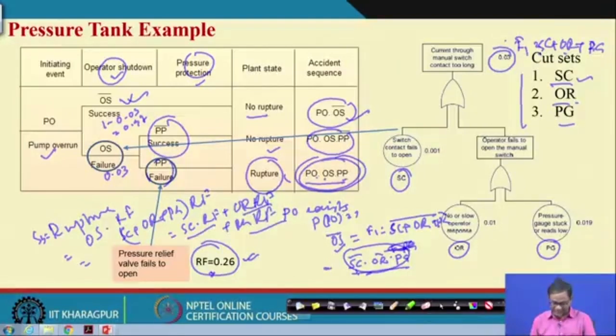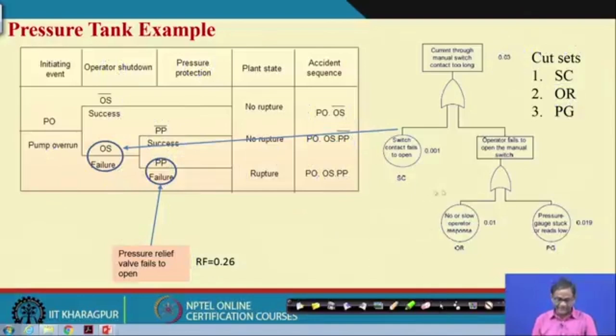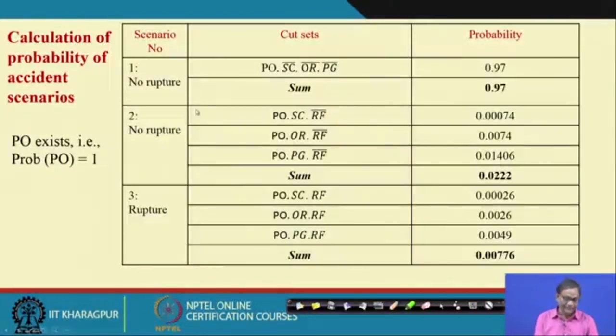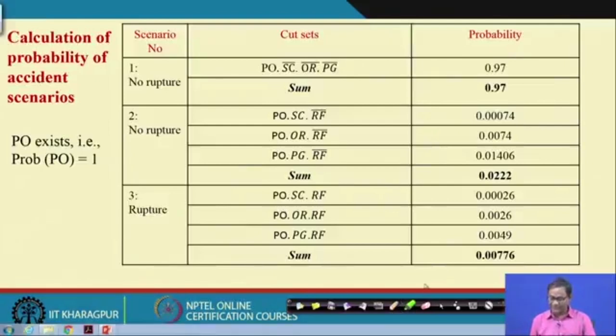So that is what we have discussed in the next slide. For the different scenarios, these are the cut sets. And as PO, we are considering it is 1, given the probability already given in the last slide. So you are getting the probability for the first scenario, no rupture, probability is this. Second case, there are three different cut sets, so ultimately you are getting three probabilities and they will be summed up. Third case, the rupture case, also three different cut sets, three different probabilities that will be summed up.